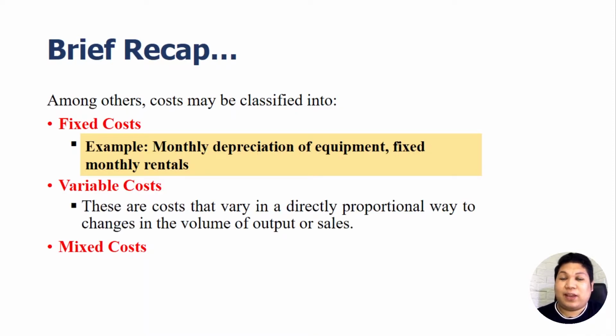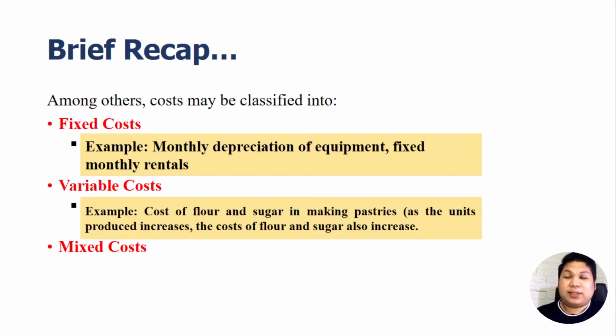On the other hand, when we say variable costs, these are costs that vary in a directly proportional way to changes in the volume of output or sales. So when we say variable costs, these are costs that are dependent on the production level. They are sensitive to the production level of a company. So, examples of these costs are the cost of flour and sugar in making pastries. Why? Because as the units produced increases, the more you make pastries, the more you will spend on the flour and sugar. Okay, so hence variable costs.